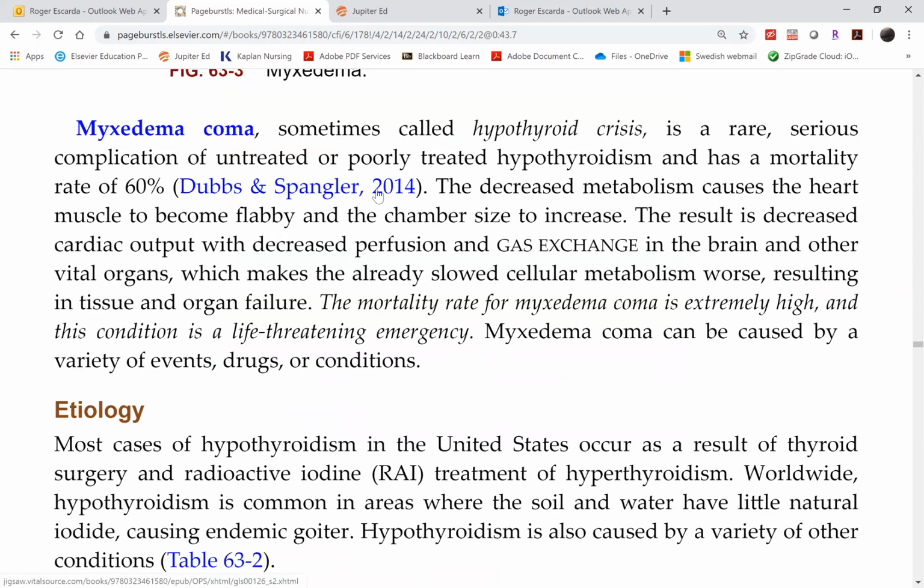So here's myxedema. We also will have a chart for this because this is also life-threatening. The common cause of death here is shock. The patient's blood pressure will be so low because remember the patient already has bradycardia. It will slow down further to the point that the patient's cardiac output is affected.